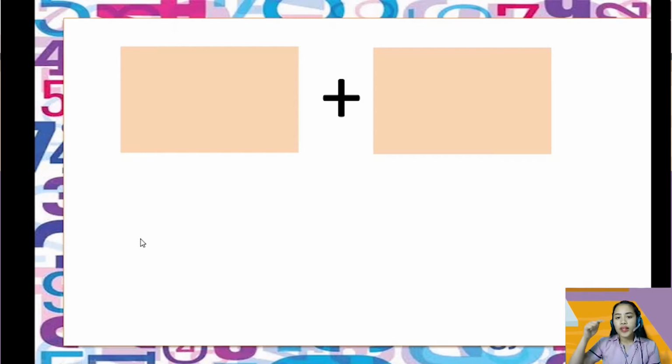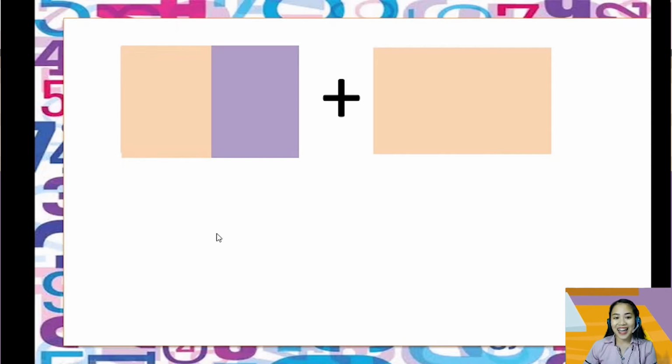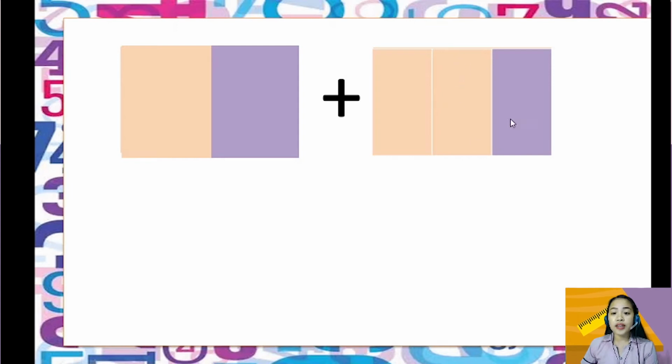So 1/2. Ang denominator niya is 2, so ibig sabihin yung isang pan, dalawa ang hati niya. Sa 1/3 naman, ang denominator ng 1/3 is 3, so ang isang pan, 3 ang hati niya. Ma'am, bakit iisa lang yung shading? Kasi ang numerator ng 1/2 is 1, kaya iisa lang ang shaded. At saka yung numerator ng 1/3 is 1, kaya iisa lang din. Ma'am, paano kung 2/3? Kung 2/3 naman, ibig sabihin, dalawa din ang shaded natin.